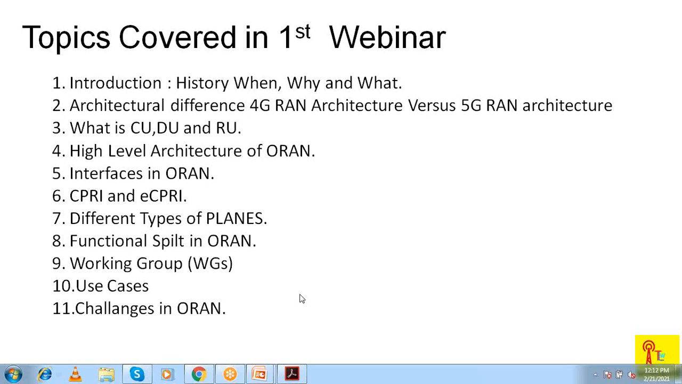Then, most importantly, we gave a lot of time to CPRI and eCPRI, because this is a new concept which is basically being used in ORAN. We also touched on the different types of planes, and today we'll go deep into that. Then we covered functional splits in ORAN: the different splits, which one is the ORAN split, which operators are using which splits, and which they are going to use.